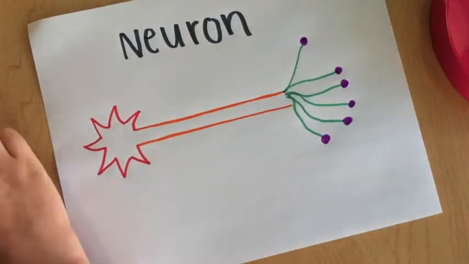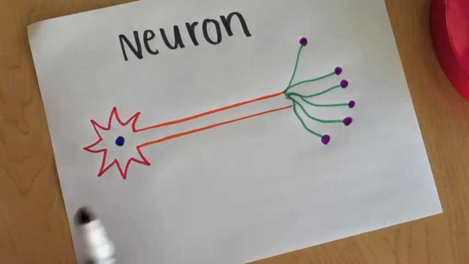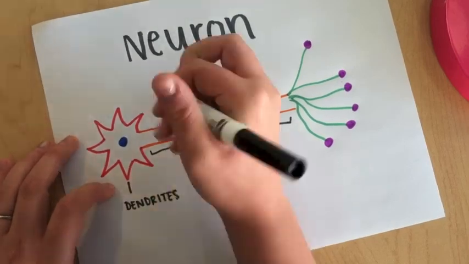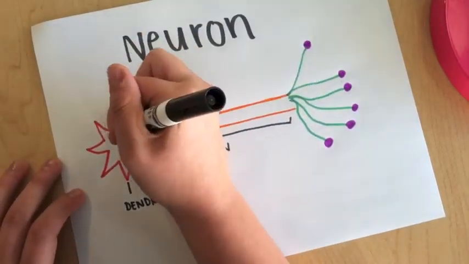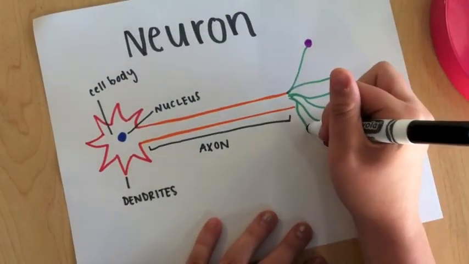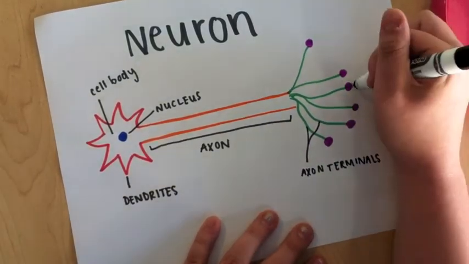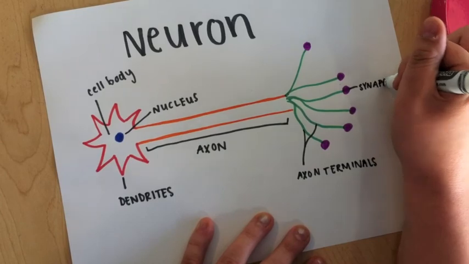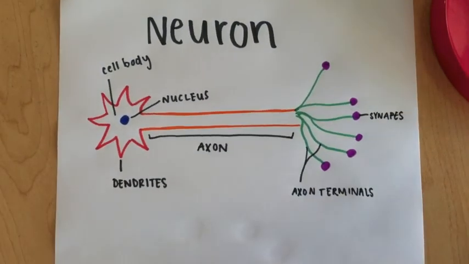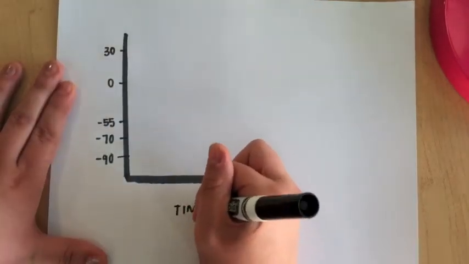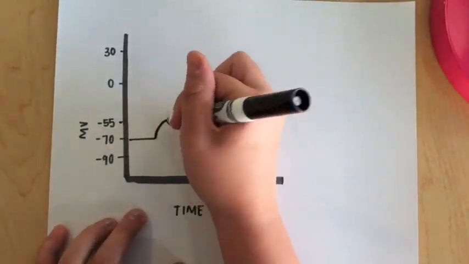A neuron is a nerve cell that is a part of the neural tissue, and it transmits information to other nerve cells, muscles, or gland cells. A neuron has many different parts, which include a cell body, a nucleus, dendrites, axon terminals, and synapses. Since we are focusing on action potential, we have to look at the axon specifically. Inside the axon, an action potential takes place, and this is what it looks like.